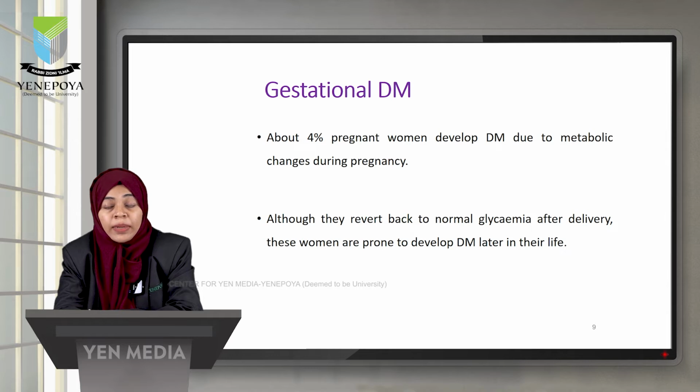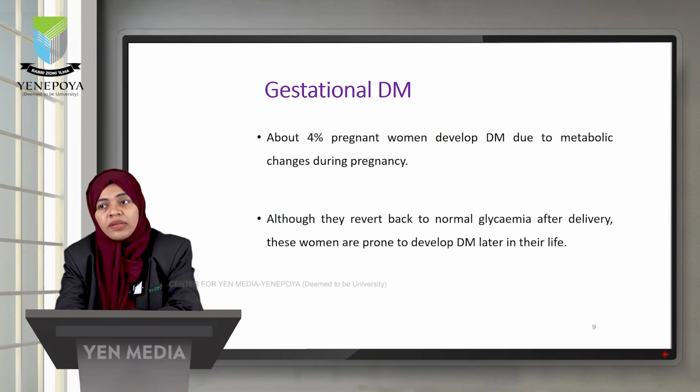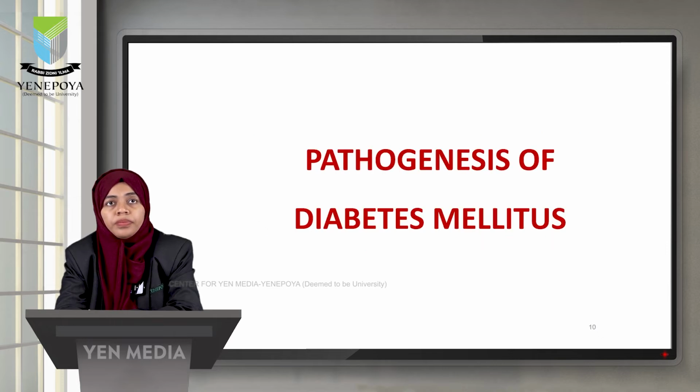One more type of diabetes mellitus is gestational diabetes mellitus. About 4% of pregnant women may develop diabetes mellitus due to the metabolic changes during pregnancy. Although after delivery it may revert back to normal glycemia, these women are prone to develop diabetes mellitus later in life.